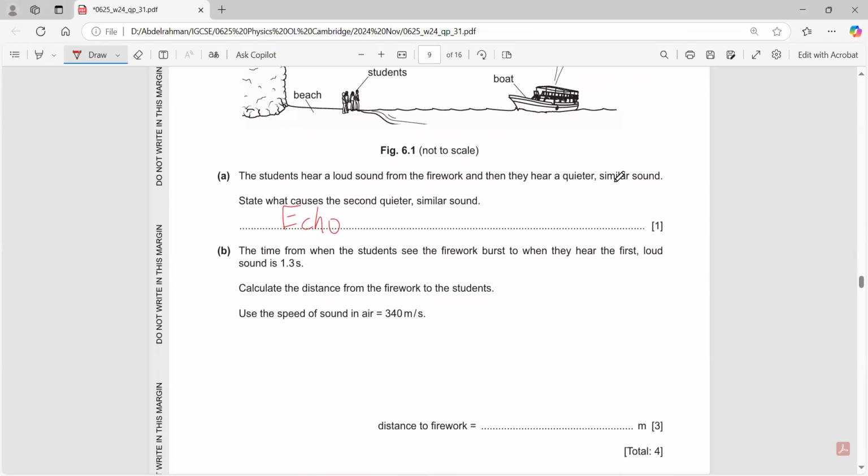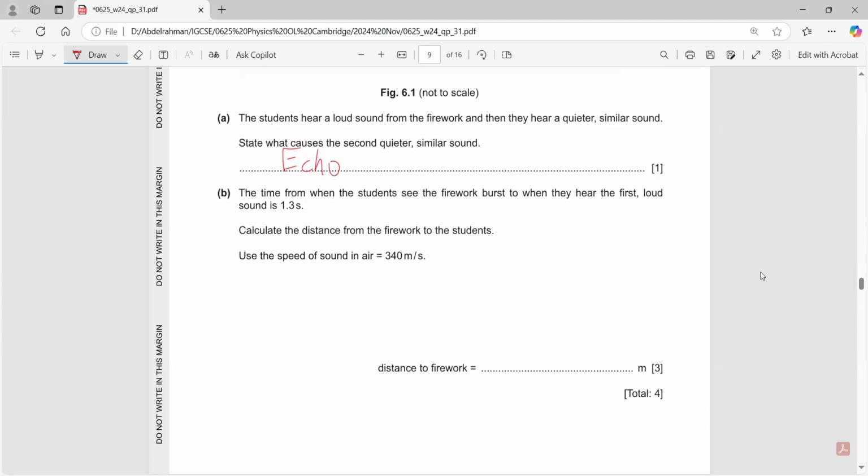The time from when the students see the firework burst to when they hear the first sound is 1.3 seconds. Calculate the distance. Speed equals distance over time. So basically, distance equals speed times time. Is this an echo? No, it's not an echo. Speed times time: 340 times 1.3, which would be around 440 meters. This is not an echo. Take care, please.